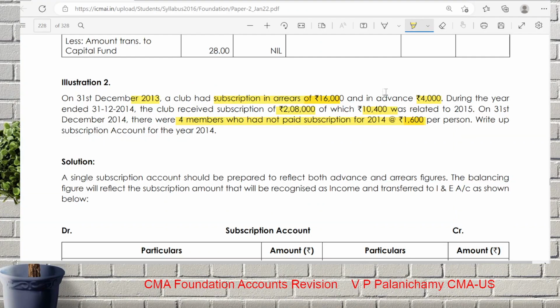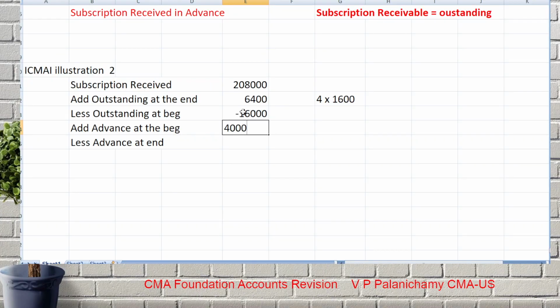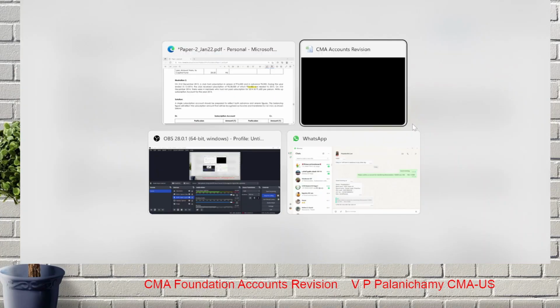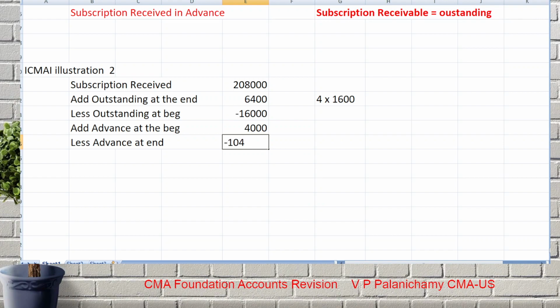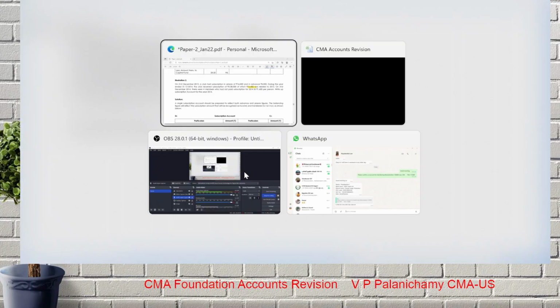Then advance at the beginning of the year is 4,000. Advance at the end of the year, 10,400, is received for next year, so minus 10,400. You will get subscription income. In the exam question, amounts may be different, but in the concept, this is the income for the year. What is income for the year? 1,92,000. The income for the year is 1,92,000.